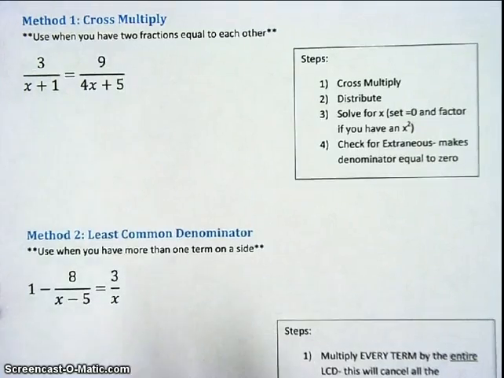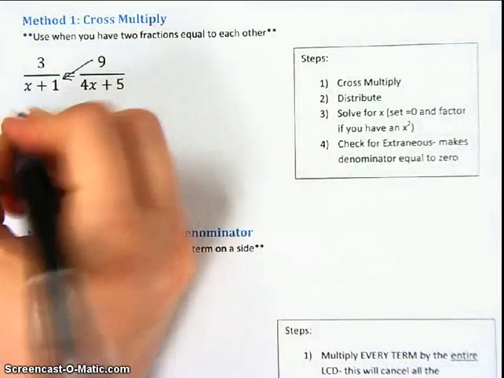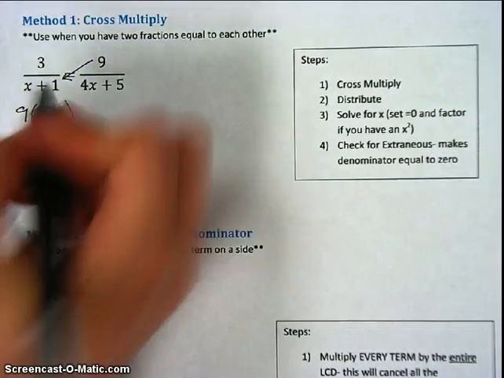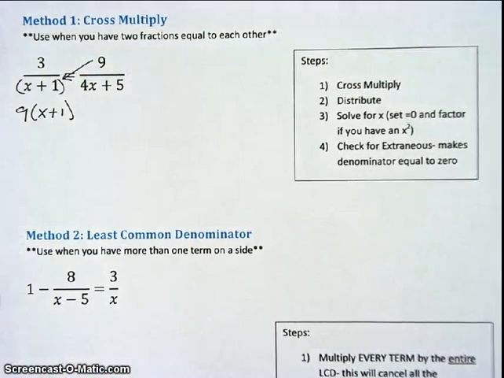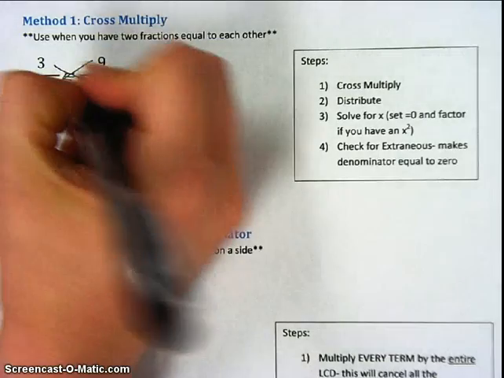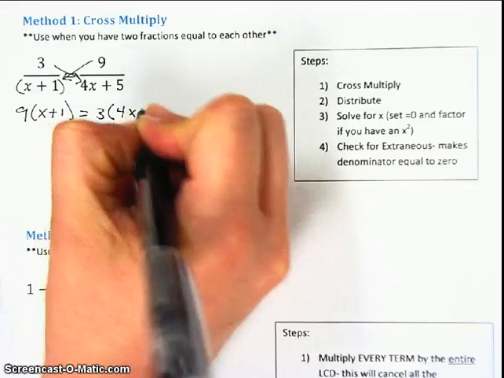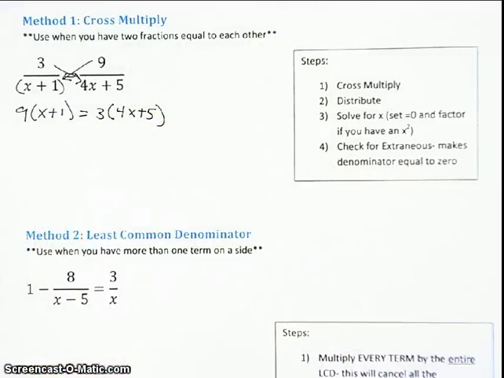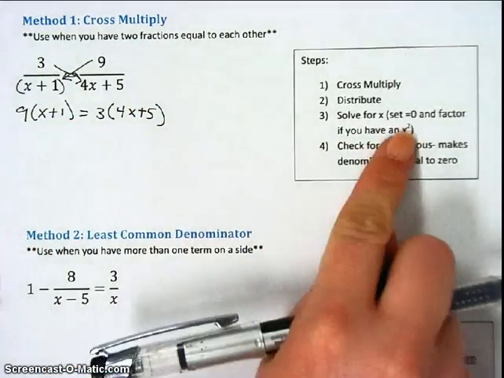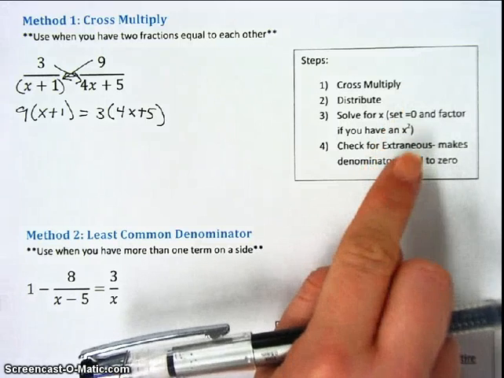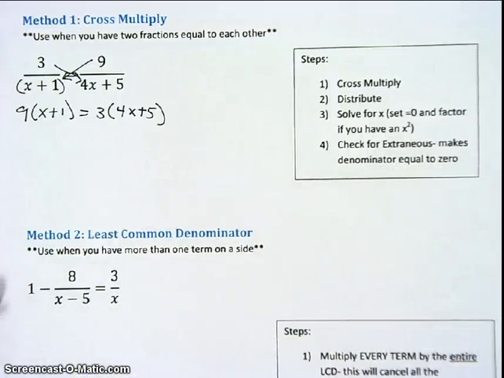It's cross-multiplying just like you did. So we're going to do 9 times the quantity x plus 1. Keep in mind this whole denominator is a group, so we need to leave it in parentheses. That's equal to 3 times 4x plus 5. We want to solve for x. If we run into squareds, then we're going to set it equal to 0 and factor. Always check for extraneous solutions. We'll talk about those in a minute.